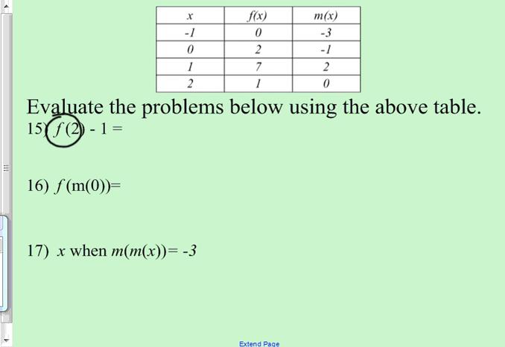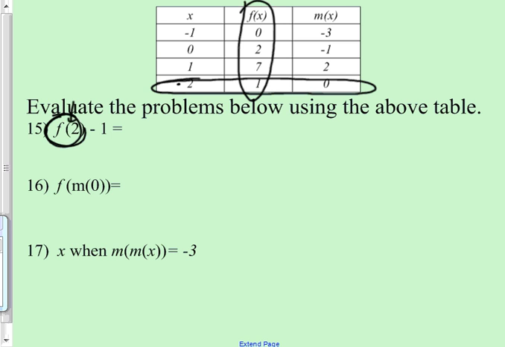Where's the f function? It's right here. And when they put a 2 right there, I hope you get that that means that x is 2. So I'm going to go where x is 2. This is where x is 2. So I'm going to cross-reference that across there, and I get the answer of 1. This right here, f of 2 is equal to 1. So 1 minus 1 equals, I brought this down here, equals 0.